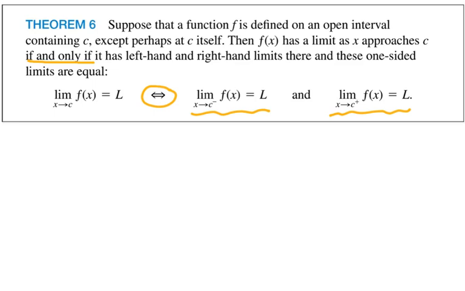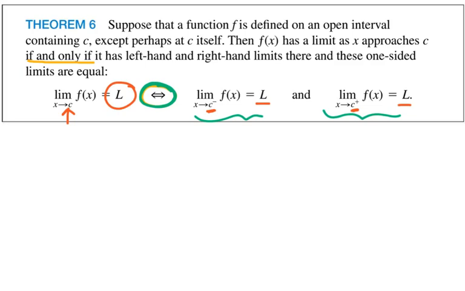and these limits are equal. Okay? So, as long as the left-hand limit equals L and the right-hand limit equals L, then I know the two-sided limit, the limit from either side, would also equal L. And because this is biconditional, it goes in either direction. If I know the two-sided limit, then I also know each of my one-sided limits.